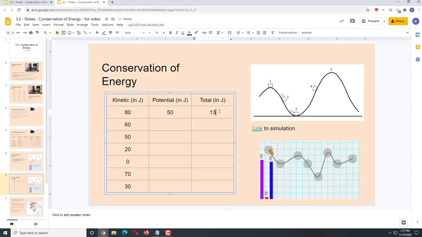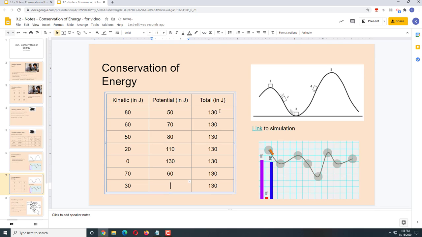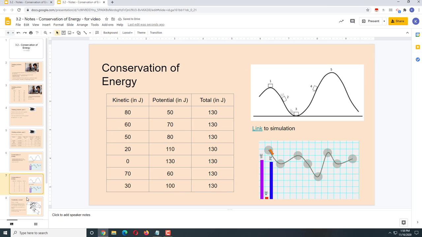If the total is 130, then to find PE, we just do 130 minus 60, 130 minus 50, 130 minus 20, 130 minus 0. These are the same numbers as this table.